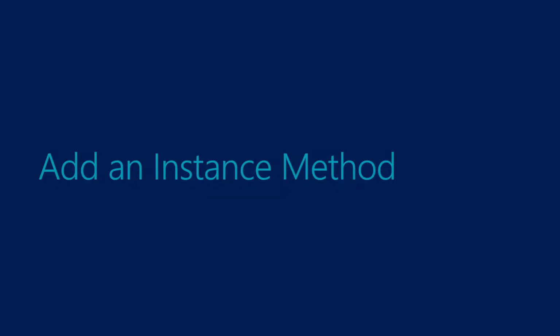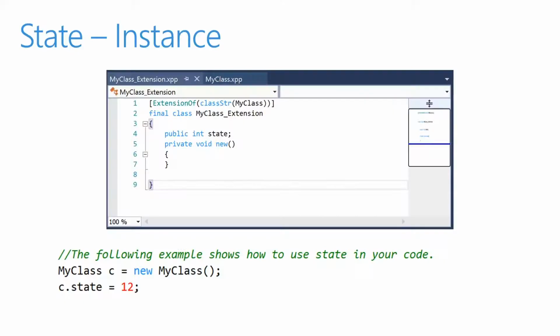Now we'll take a look at adding an instance state. Instance state, which is the state that pertains to a particular instance of an artifact, can be specified on extension classes. This example defines a state that is named state. So here we have our extension of and the my class, and we're declaring that as final. And then here we have our public int state and private void new method.